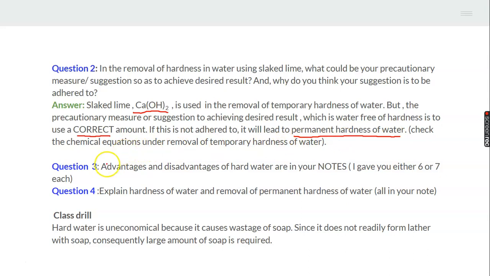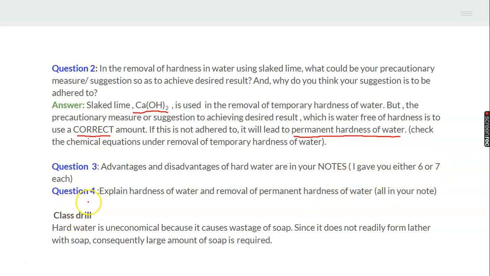So question 3 says, advantages and disadvantages of hard water, that you should give me all the advantages and disadvantages of hard water. And I'm now telling you, in your notes, I gave you a whole slide, okay? I gave you the advantages and disadvantages. I even gave you up to either 6 or 7. So make sure you check them out.